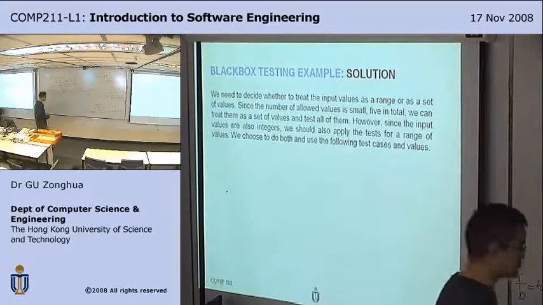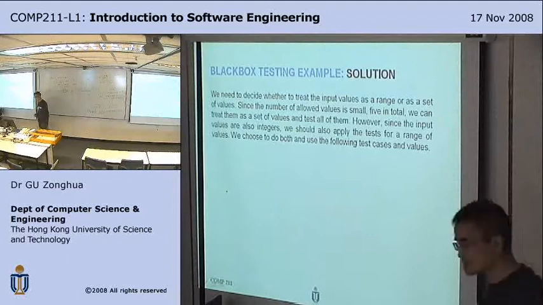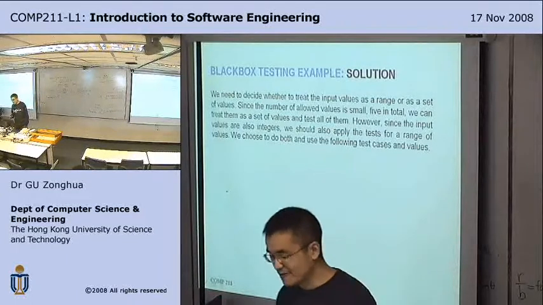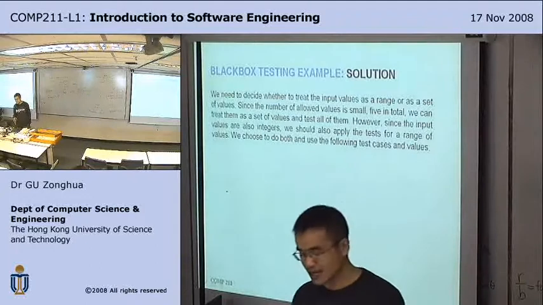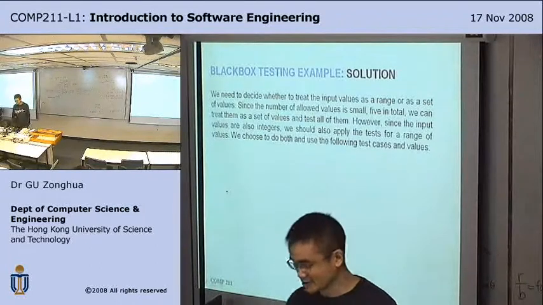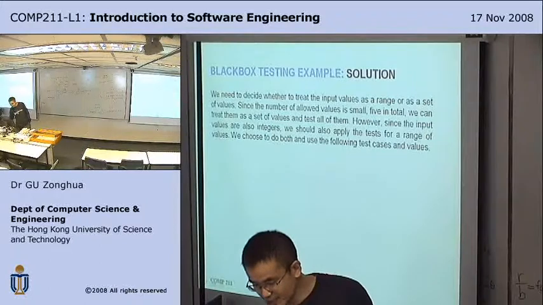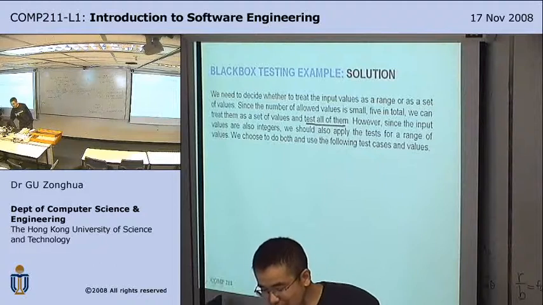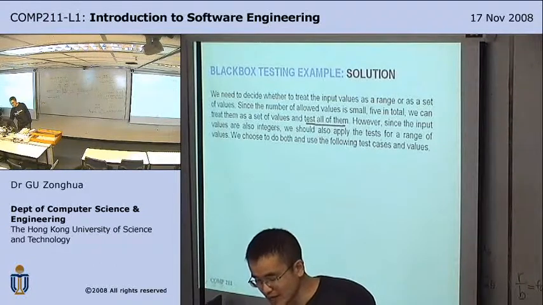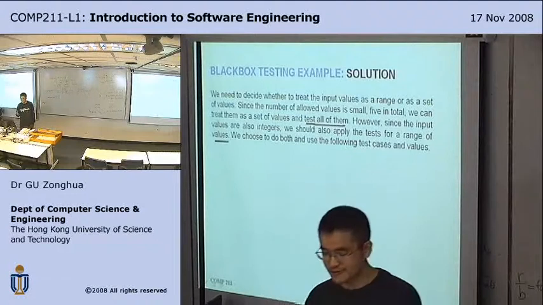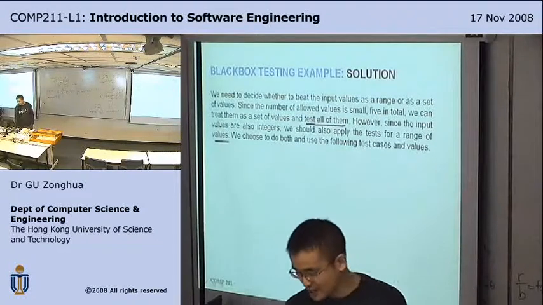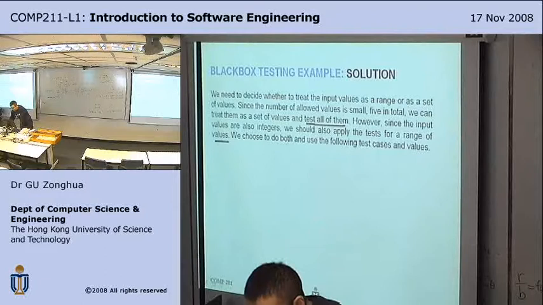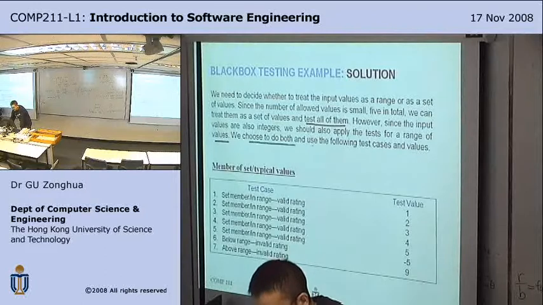Input is 1 to 5, so you can treat it as a range or as a set. This has only 5 values, so it's small enough to treat as a set. The previous one has 10 million values, so it's too large to be treated as a set. So in this case, we can treat them as a set of values and test all of them. However, since the input values are also integers, we should also apply the test for a range of values. Of course, if it's a floating point range from 1 to 5, then you can only treat it as a range. So we choose to do both and use the following test cases and values.